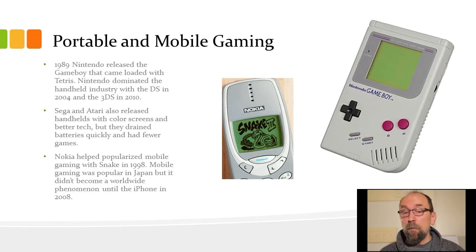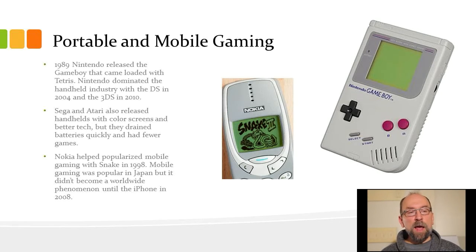And again, the real big selling point with the Game Boy was it came with Tetris. And it was just addictive. I mean, I loved it. Again, Sega and Atari came out with handhelds that had better graphics, but they didn't have the game library, the game franchises, and they drained your batteries. They used a lot of memory, and they were a little more expensive.